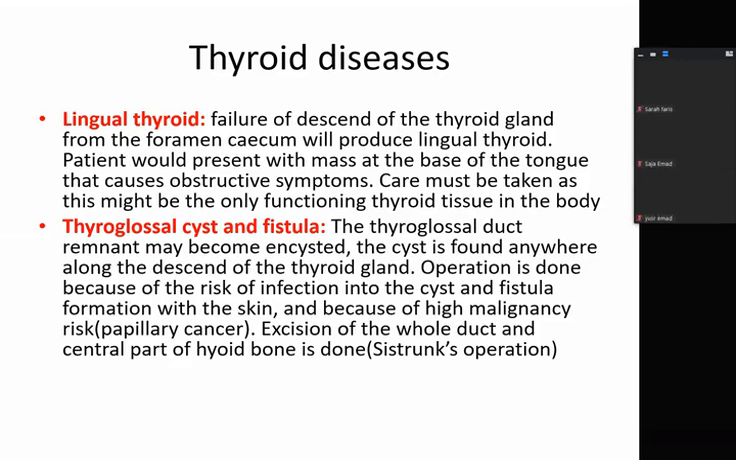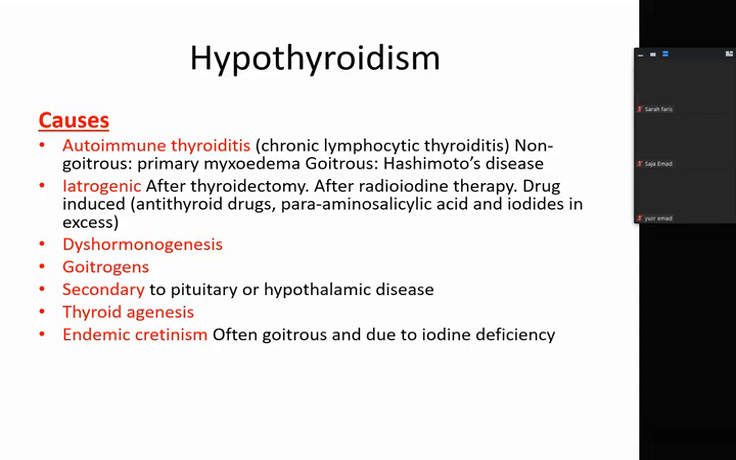Okay. Now, there is hypothyroidism and hyperthyroidism. Hypothyroidism causes: autoimmune thyroiditis, which is chronic lymphocytic thyroiditis, the non-goitrous primary myxedema, Hashimoto's disease. Okay? Iatrogenic: after thyroidectomy, radioactive radiotherapy, or drug-induced will cause hypothyroidism. Dyshormonogenesis means there's abnormality in thyroid hormone synthesis. If it becomes abnormal, it will make abnormal thyroxine and cause hypothyroidism. Goitrogens, what are goitrogens? Drugs that might destroy the thyroid gland or induce goiter.